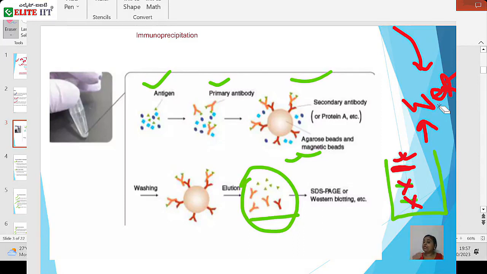Okay, when will it be visible? If you add a specific antibody against your antigen of interest. So what will happen now? In the next step, what will happen?